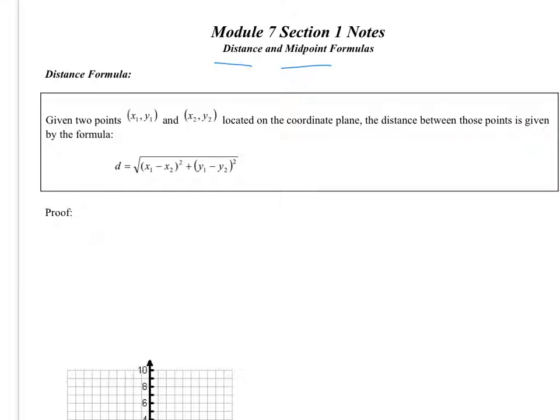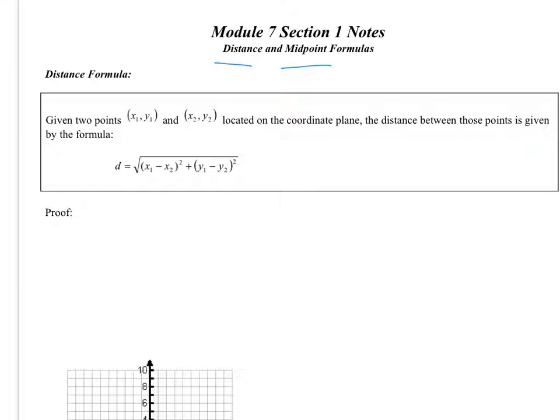Essentially, if I have 2 points on the plane, how far is the distance between them? That would be the distance formula. And also, if I have 2 points in a plane, what is the middle of those 2 points? So the distance formula is simply this. Given 2 points, x1, y1 and x2, y2, located on the coordinate plane, the distance between these 2 points is given by the formula d equals the square root of (x1 minus x2) squared plus (y1 minus y2) squared.